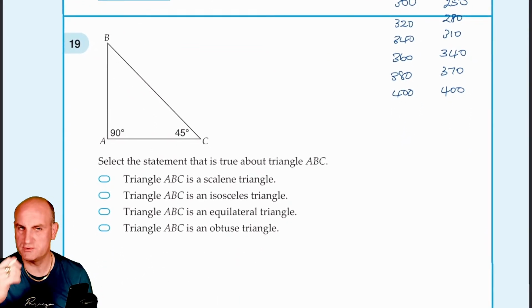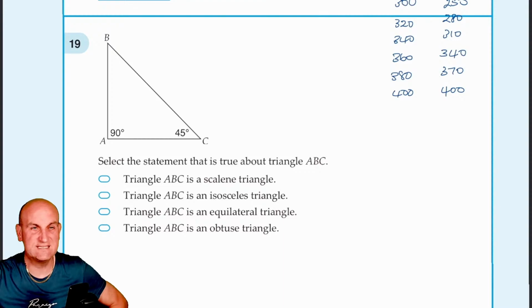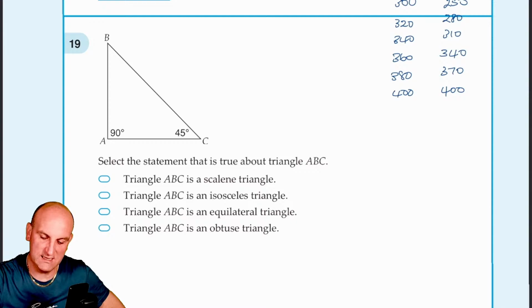Select the statement that is true about triangle ABC. Triangle ABC is scalene. All right, first things first, if we notice anything about a triangle, it is a right angle. So I'm going to write a right angle in there.